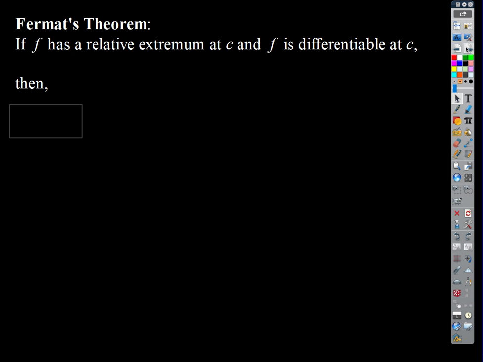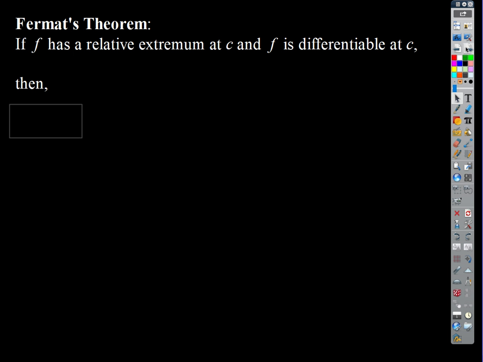Okay, so I threw one in. This isn't in the book. This is kind of a cool theorem. You fill in the blank for me here, though. So don't say it out loud. I want you to think about this. If function f has a relative extremum at c, and f is differentiable at c, then what has to be happening? Just pause and think about it.